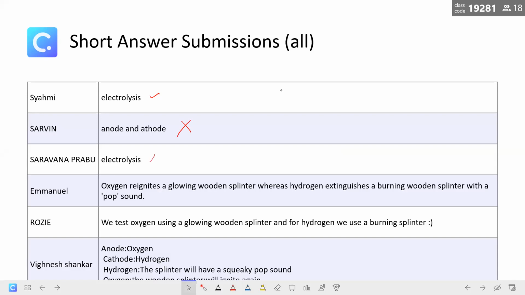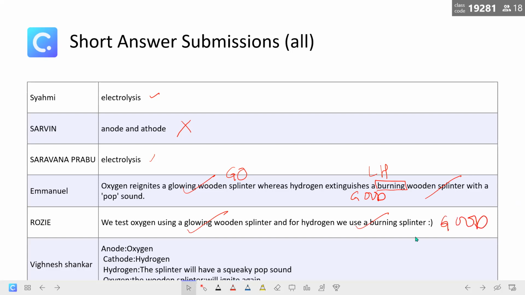Emmanuel says for oxygen, I use glowing wooden splinter. Yes, the keyword is glowing. And for hydrogen, I use burning, correct. Another word for lighted is burning. I look at Rosie: oxygen, I use glowing; hydrogen, I use burning. Also good job, Rosie.